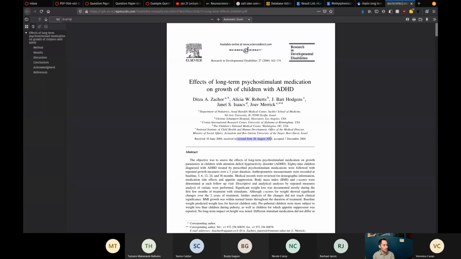They received a revision, so they sent it out to peer reviewers. The original authors made revisions, and that revision was received then. They sent it back out to peer reviewers, and the final version was accepted in 2004.